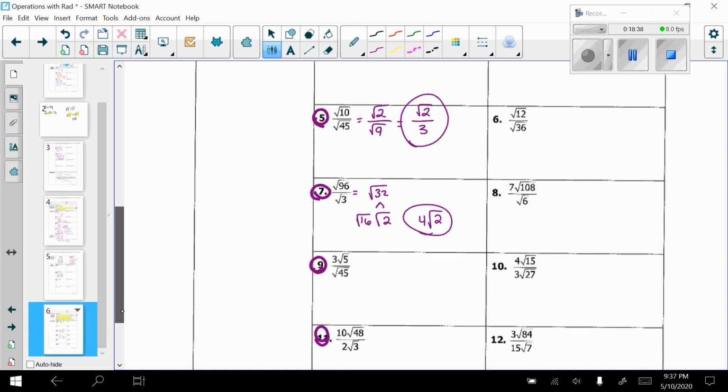And then number 9, 3 in front, don't touch that. But the 5 and the 45 are both underneath a radical. So you can simplify those. So 5 goes into 45, so that would actually be 1 over 9. So you still have a 9 underneath the radical in the denominator. And again, the square root of 9 works out nicely to get 3. And this whole thing actually simplifies to 1.